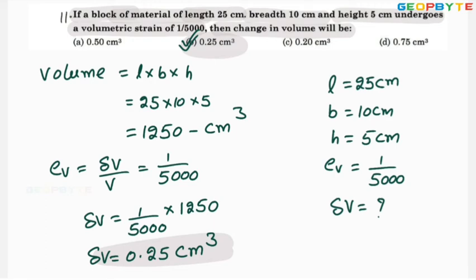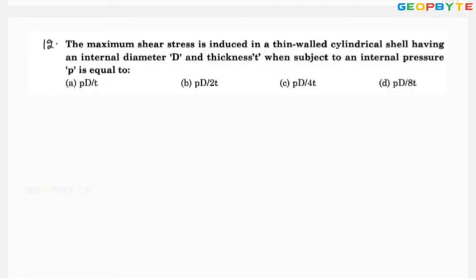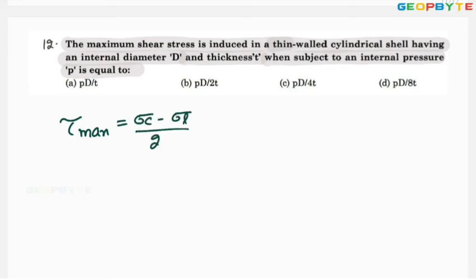Let us go for one more problem. Read the next problem. The maximum shear stress induced in a thin-walled cylindrical shell having internal diameter d and thickness t when subjected to internal pressure P is equal to. You are asked to find the maximum shear stress. The maximum shear stress equal to sigma C minus sigma L by 2.